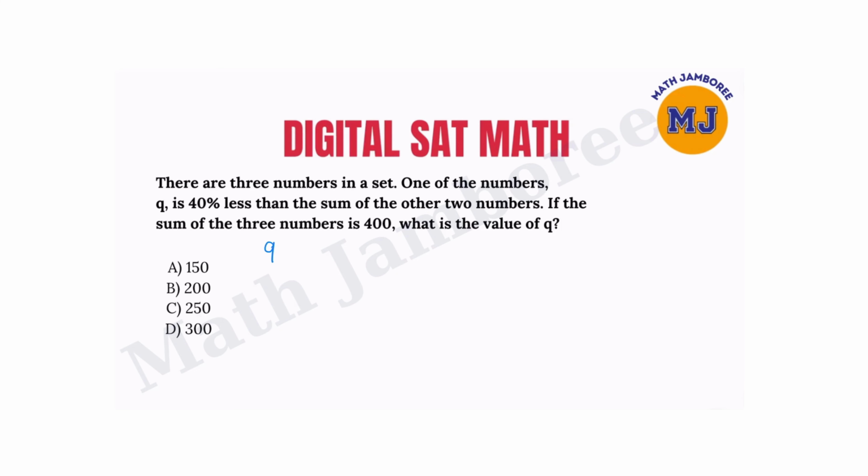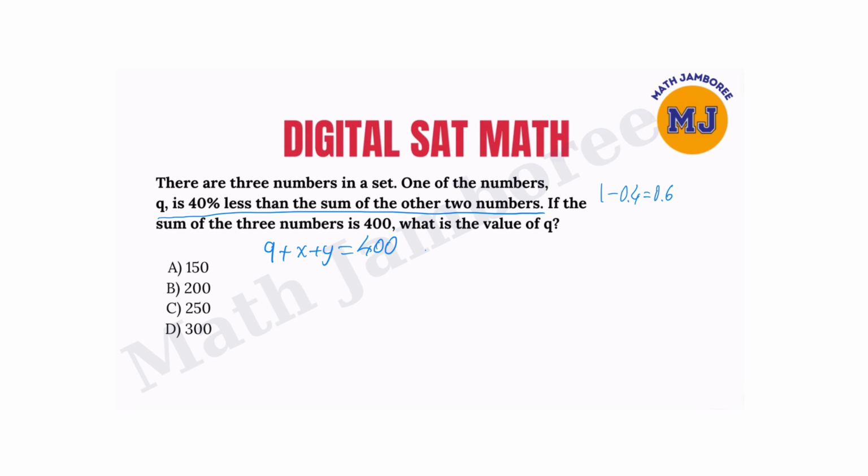So the first one is Q. Other two variables, let's call them x and y. When you add them, you're supposed to get 400. And the other important part of the problem is where it says Q is 40% less than the sum of the other two. So what does 40% less than mean? 100% is one whole in decimal, and we're going to take away 0.4, because 40% makes 0.4 in decimals, and when you take away 0.4 from one whole, you would have 0.6.